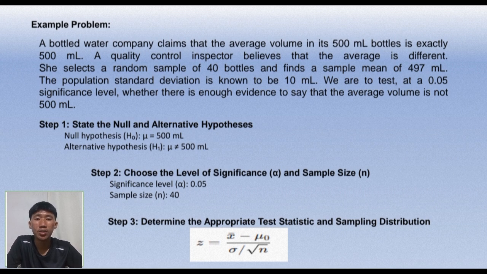Step 3. Determine the test statistic. The formula for the z-test is z equals the sample mean minus the hypothesized population mean, over the standard deviation divided by the square root of n. The sample mean is equal to 497 ml. The hypothesized population mean is equal to 500 ml. The population standard deviation is equal to 10 ml. And the sample size is 40.